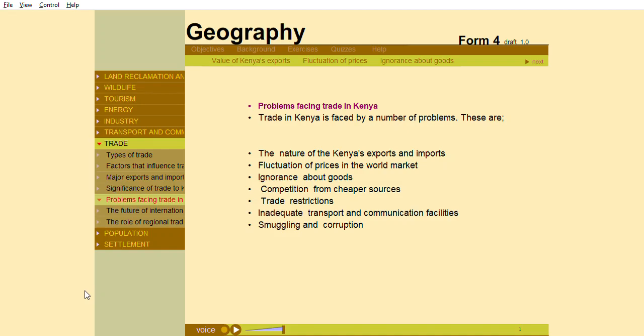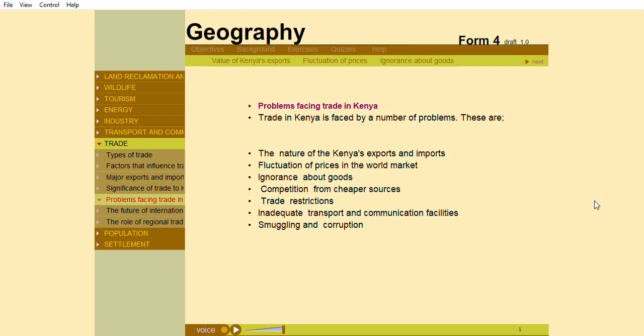Faced by a number of problems. These are the nature of Kenya's exports and imports. The exports from Kenya are mainly agricultural, which depends on the climatic conditions, which makes the yields fluctuate, and this also affects the agricultural output. These agricultural products are either exported in raw form or semi-processed, thereby making Kenya fetch lower returns of foreign exchange as they are lowly priced.